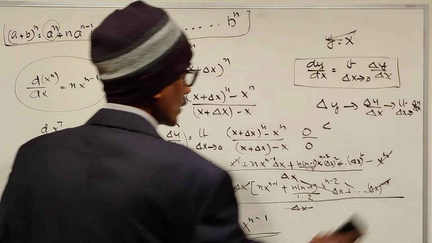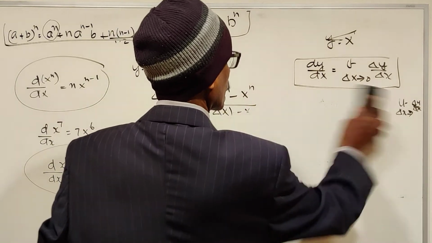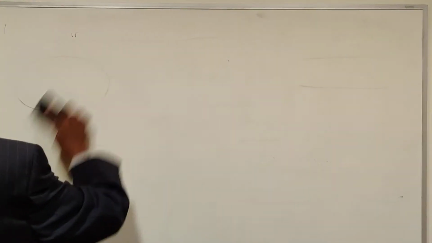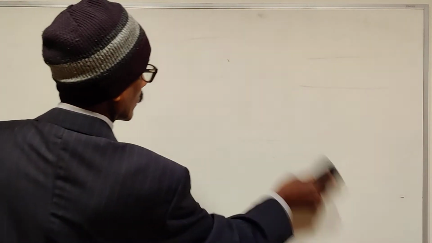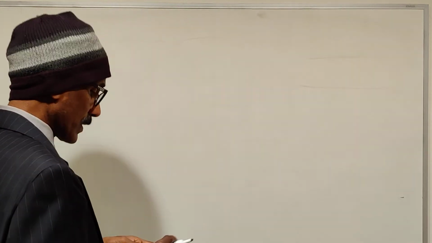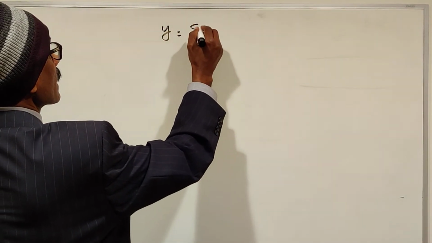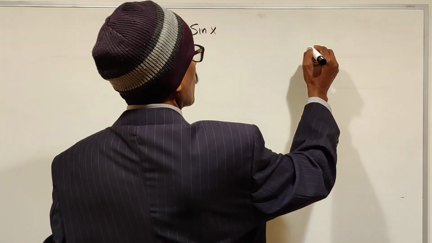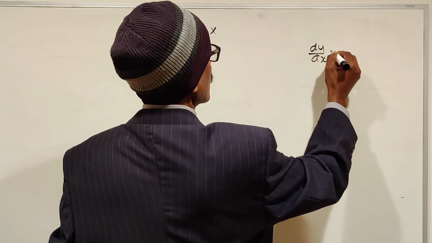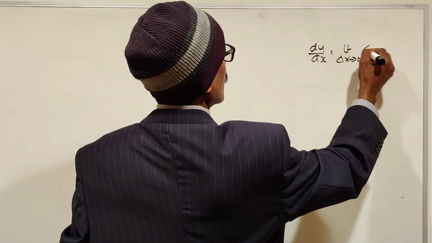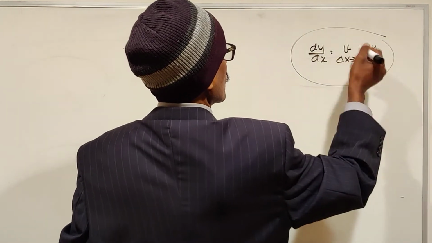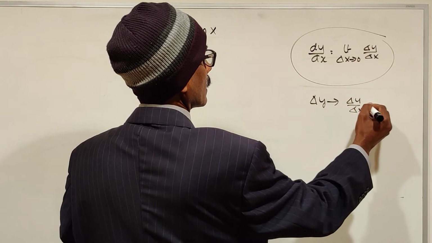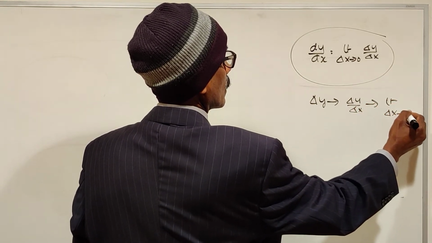Okay, next, differentiation of sine function. Y is equal to sine x. See, here also we can start. What is the formula? Dy by dx equals limit delta x tends to 0, delta y by delta x. That is the formula. We are going to find out delta y first, then delta y by delta x, then limit delta x tends to 0, delta y by delta x.